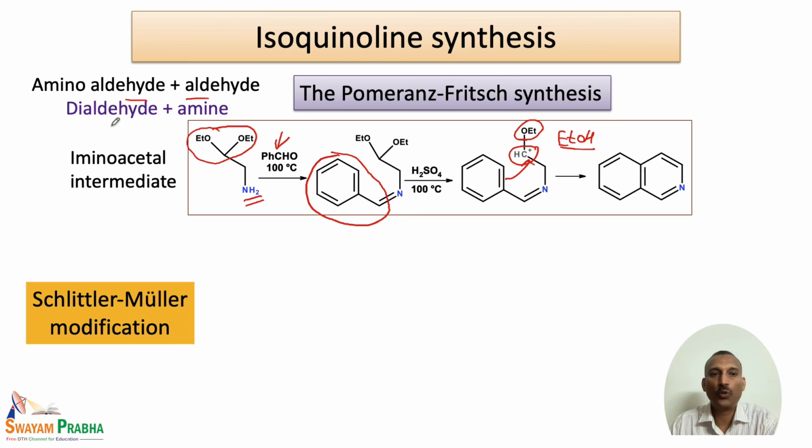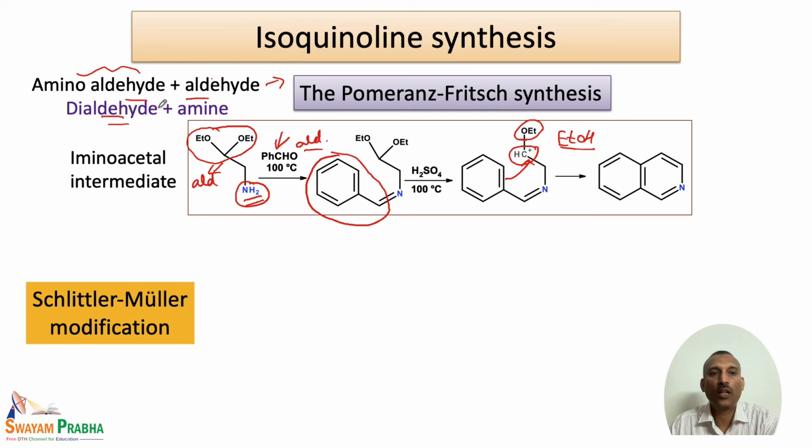So, we can also use dialdehyde and amine, instead of aminoaldehyde and aldehyde. If we look at the required units for the isoquinoline synthesis, we need one amino unit, another aldehyde unit, and another aldehyde unit. That means we need two aldehyde units and one amino unit. So, in permutation and combination, we can have aminoaldehyde as one unit and aldehyde as another unit. This is one type of reaction.